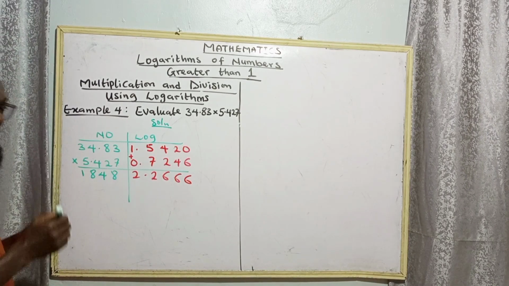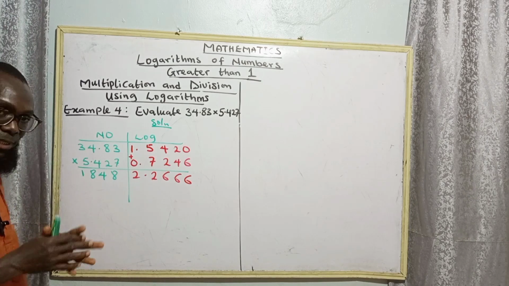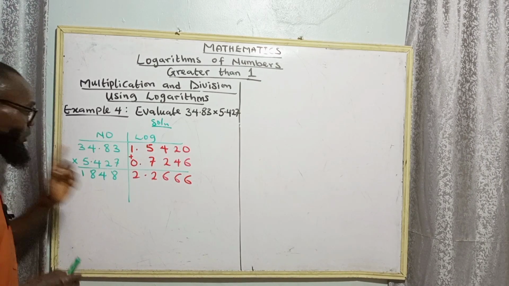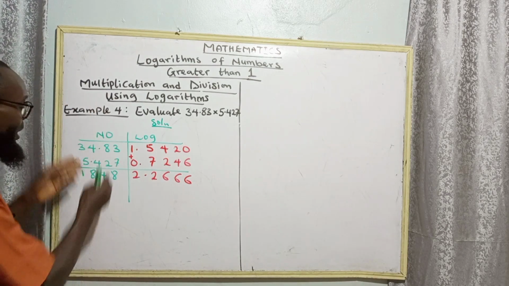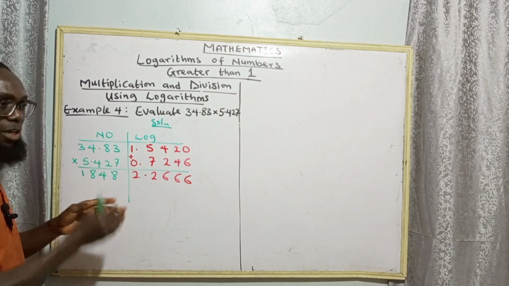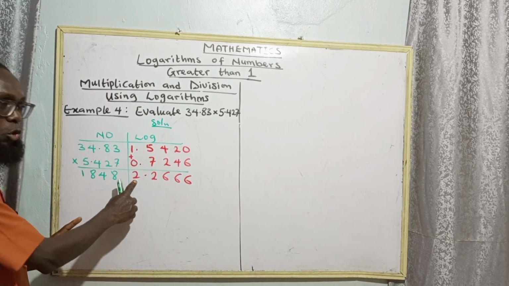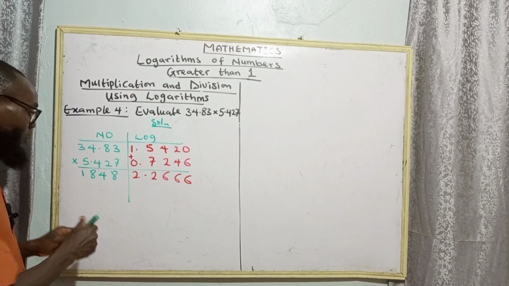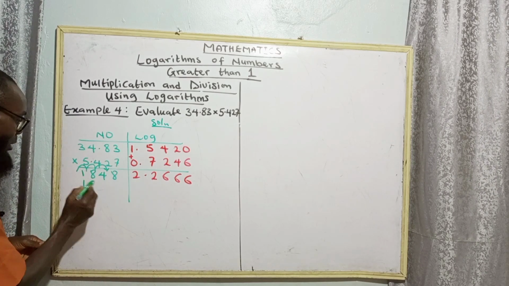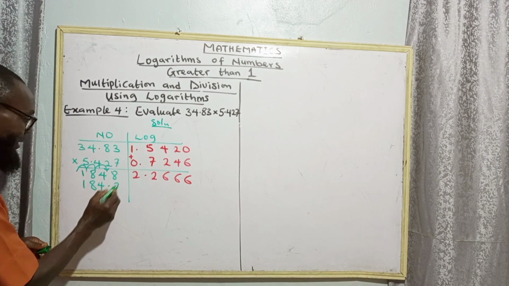Now, the next thing is to move our decimal point. Before you move your decimal points, the one digit you did not count when you were determining your integer, you add 1 to this 2. 2 plus 1 gives us 3. You move your point 3 times. 1, 2, 3. So we have 184.8.